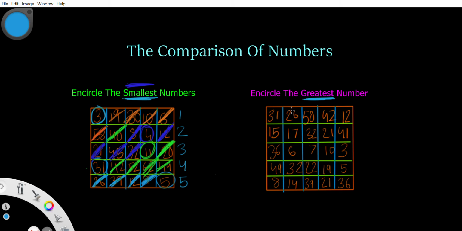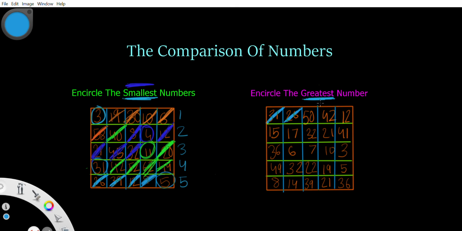So we know that 31 is bigger than 26, and we want to find the biggest number, and the way to do that is act smart. So how do you act smart? We know that 26 is less than 31, so 26 is not going to be the answer, because there's already a number bigger than 26. We know that 31 is going to be smaller than 50, so we're going to cross this out.